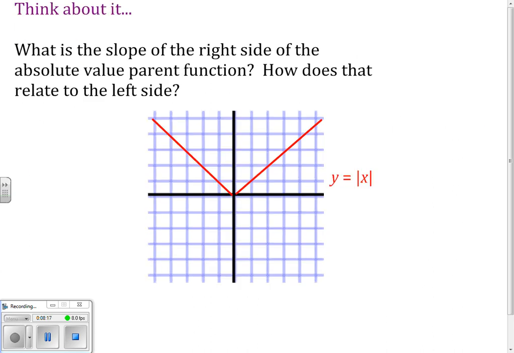So we need to talk about the slope on either side of an absolute value function. If you look at the right-hand side of an absolute value function, the right-hand side is this one, its slope is a positive 1. But how does that relate to the left side? So the left side is this one. And the answer to that is it's the complete opposite. Instead of going up 1 and to the right one, I'm going to go up 1 and to the left one. So you end up getting a positive slope and a negative slope out of the same absolute value function.